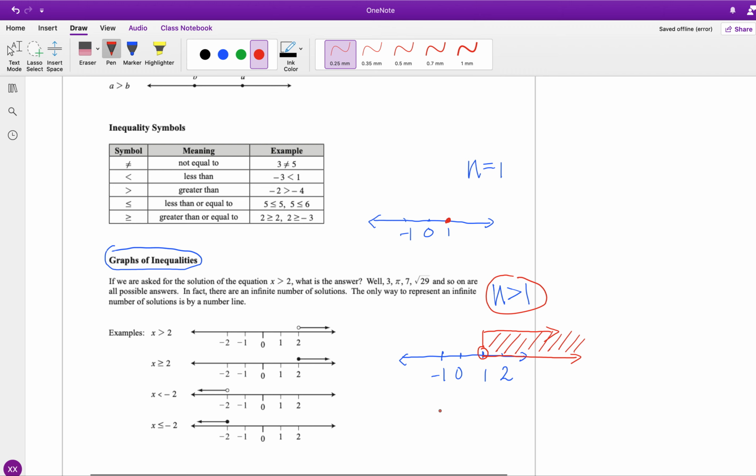Now, next one is, how about n is not only larger than 1, but also equal to 1. Now, in this case, the dot will be a solid dot. It means this includes 1, but also any number that is larger than 1.